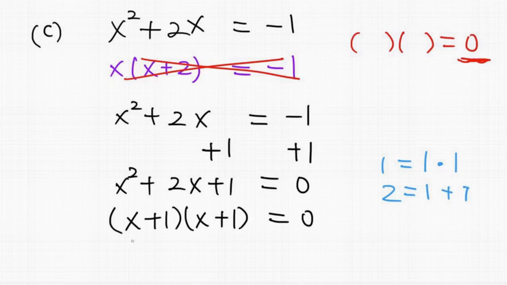So now either factor has to be 0. So either x plus 1 equals 0 or x plus 1 equals 0. But they are the same thing, so we just have x plus 1 equals 0. So that gives us the solution x equals negative 1.